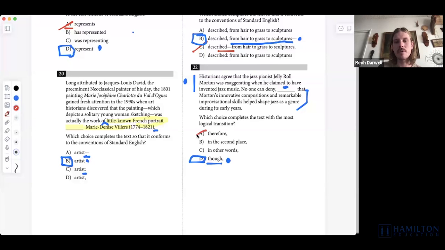Therefore doesn't work because therefore is a prove-it type transition word. In the second place, I don't even really know of that as a transition, right? But that probably is showing time progressing. And then in other words is when we restate something, usually for emphasis. All right, so none of those other answer choices fulfill the role that D fulfills, which is to show a concession and make a pivot.